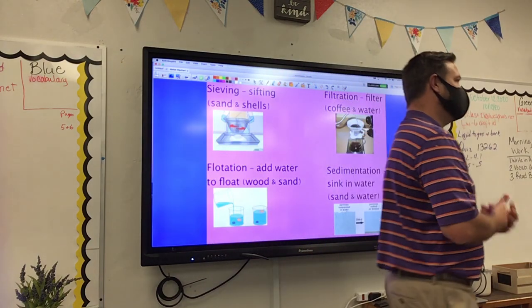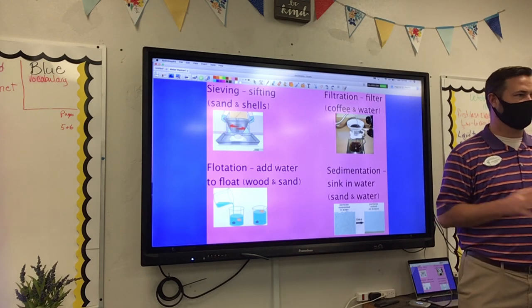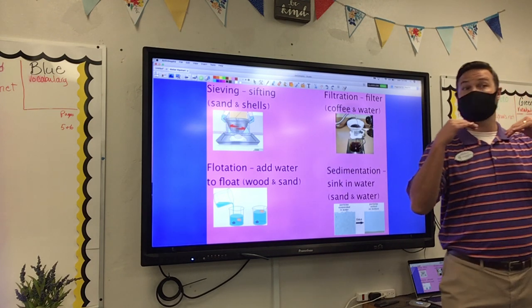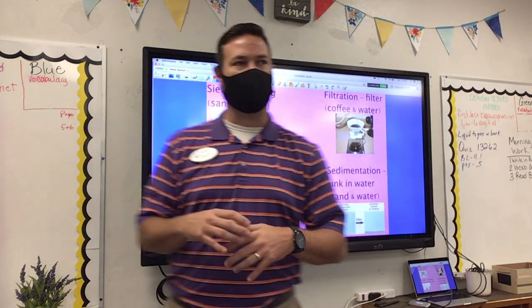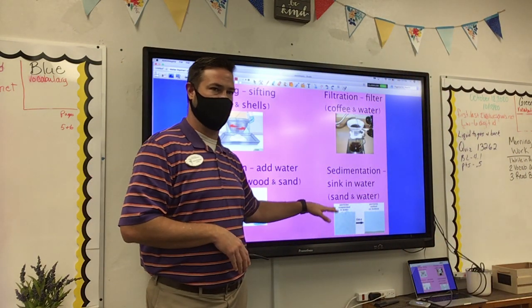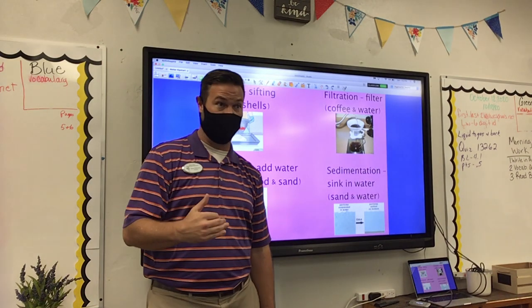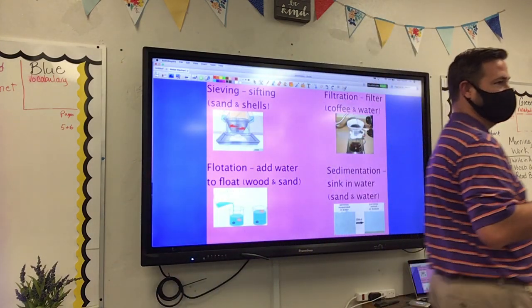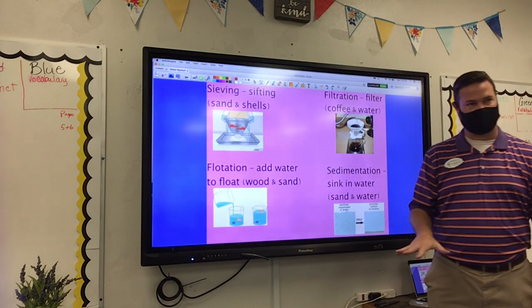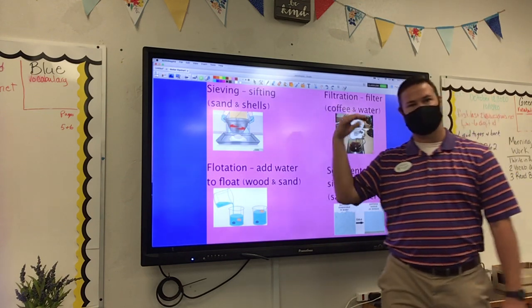Okay? And then the one that most of you guys got confused on was flotation and sedimentation. Flotation means it is floating. So a lot of you kept putting, oh, it's when you separate things and things go to the bottom of the water. Does that mean floating is at the bottom of the water? No. That is sedimentation. Sedimentation is when it sinks to the bottom. Sink, sediment, S. Flotation is on the top.